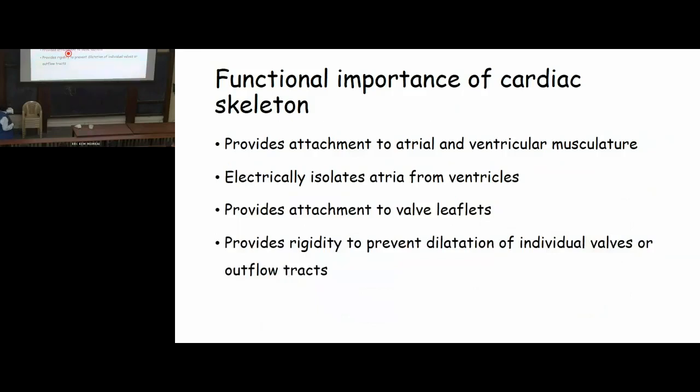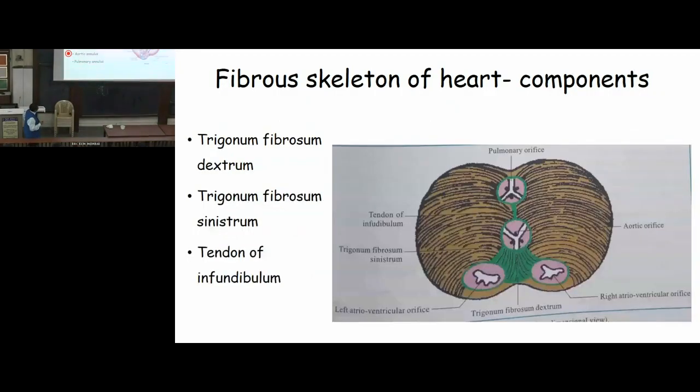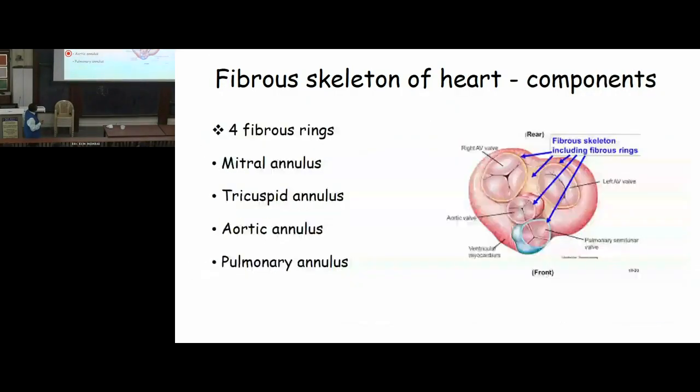So the functional importance of the cardiac skeleton is that it provides attachment to the atrial and ventricular mass. Now it shows 4 rings, that is the mitral, tricuspid, aortic and pulmonary annuli. So this annulus is like this. This is ventral, this is dorsal. This is anterior and this is posterior.